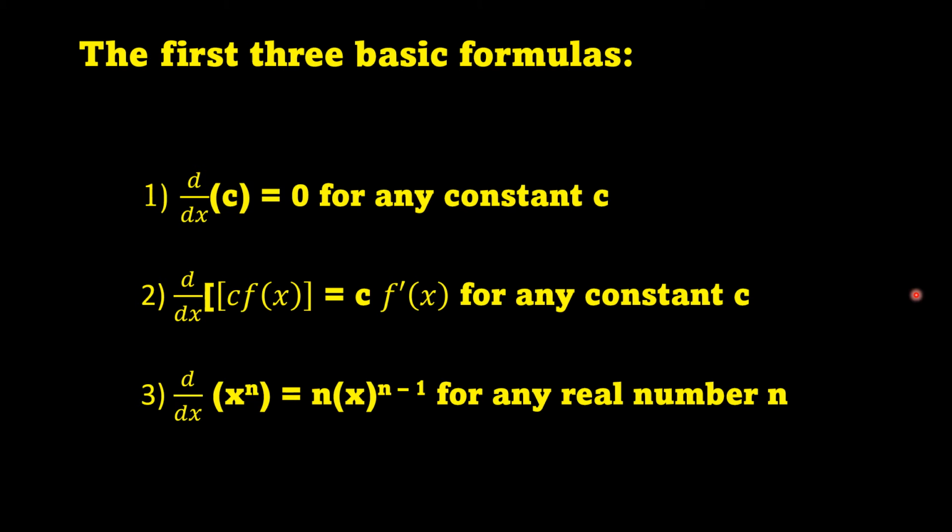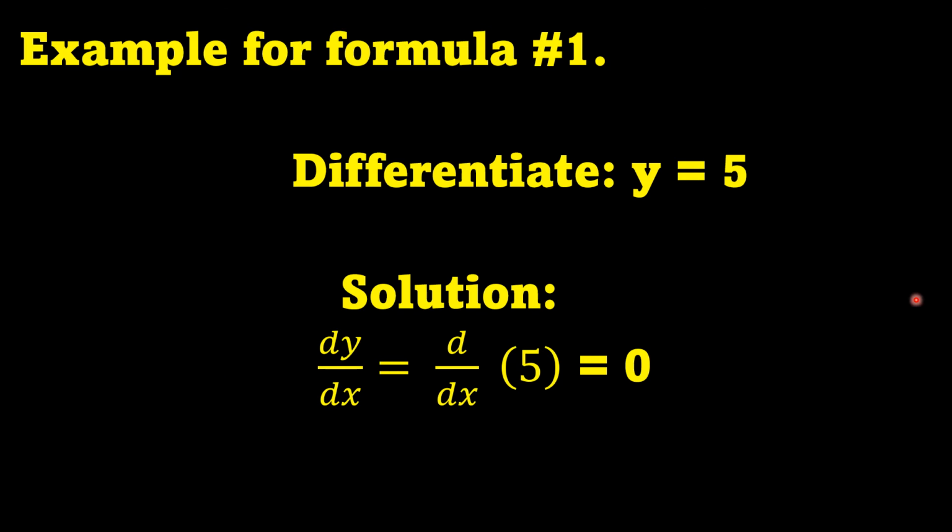Next, we have here the first formula. Differentiate y equals 5. As an application of the constant rule, the derivative of any constant is always 0. So the derivative of y with respect to x is equal to, please always start with an equation, the derivative of 5 with respect to x, before the final answer, equals 0.